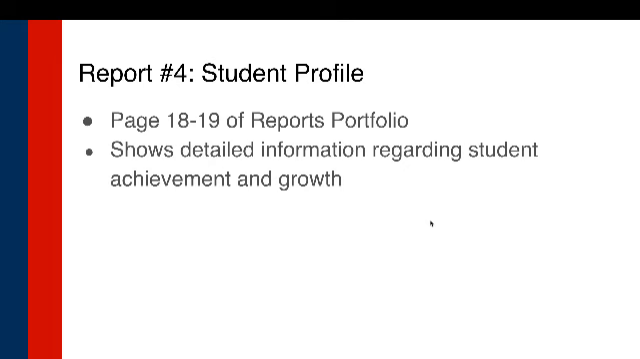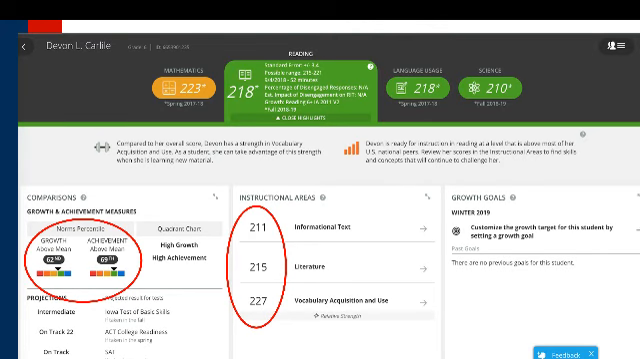All right, the final report we're going to talk about today is the student profile report. This is shown on page 18 to 19 of that reports portfolio linked earlier in this video. And this really shows detailed information regarding student achievement and growth. So in an individual student report, there are a couple of things that I'm just going to highlight very quickly.